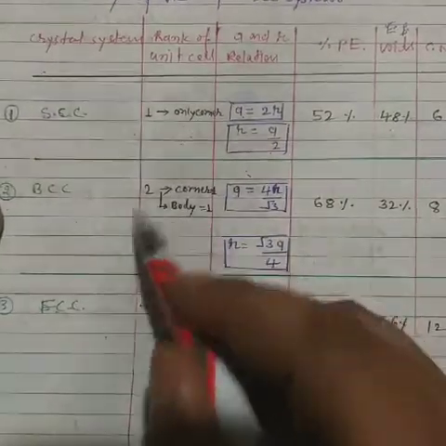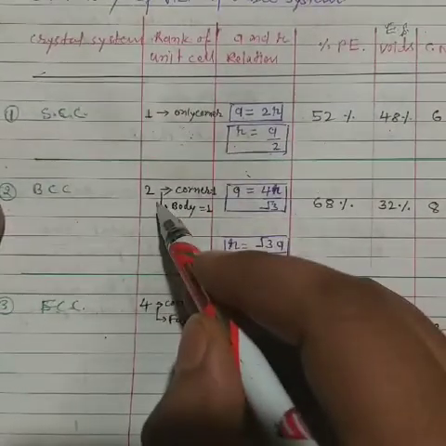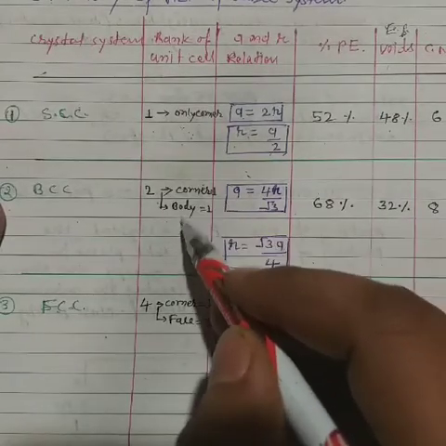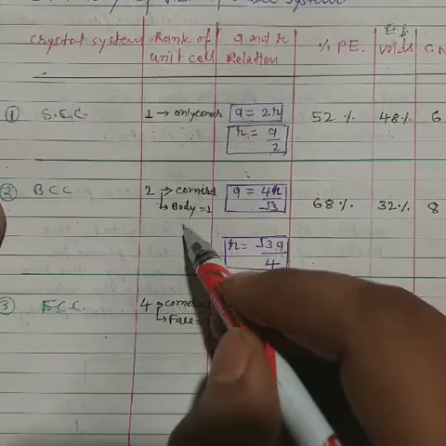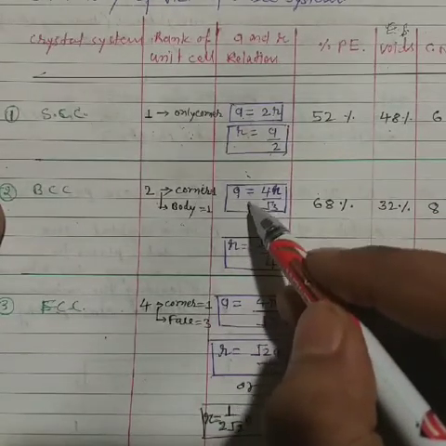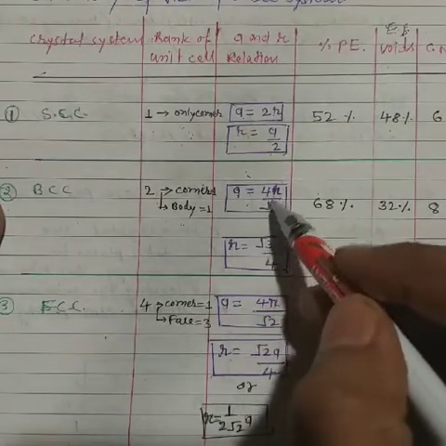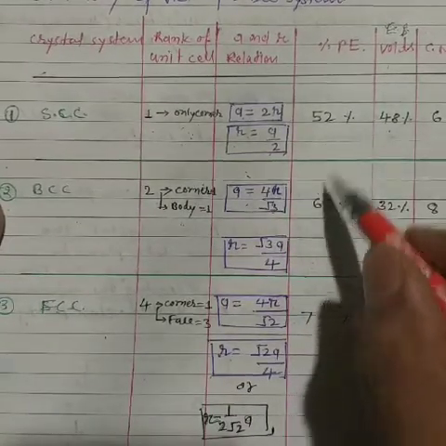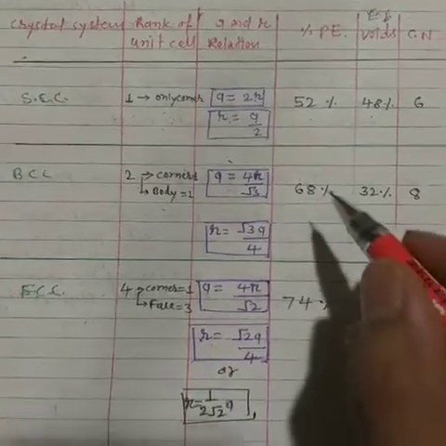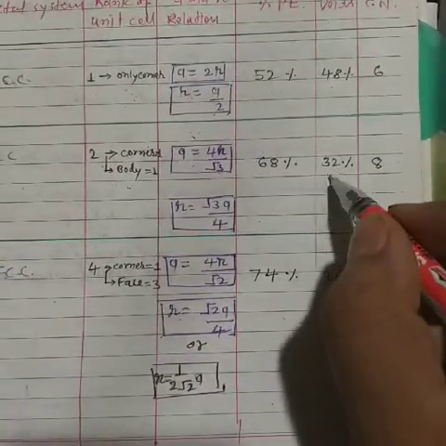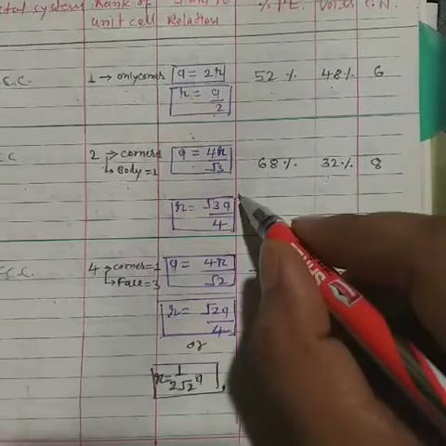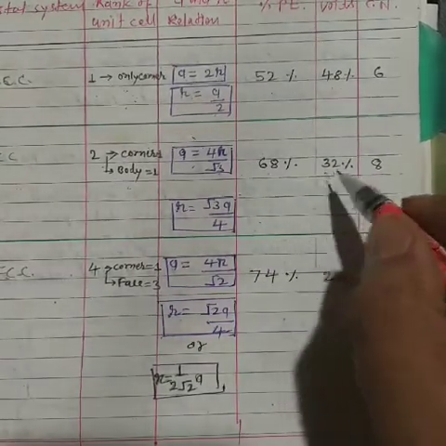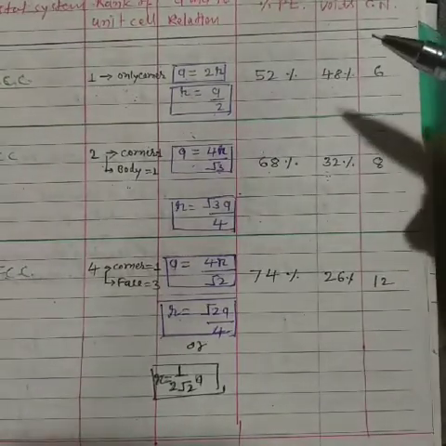And the BCC unit cell, that means rank is 2, and where are the atoms situated? Corners as well as body center. Now what is A? 4R by under root 3, and the packing efficiency is 68%, better than SCC. And the space remaining inside the crystal is 32%, which is also better than SCC.